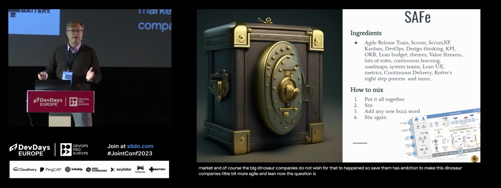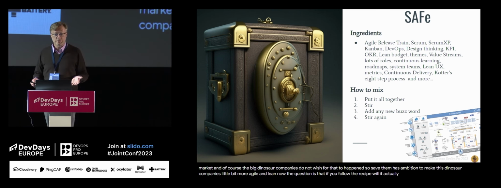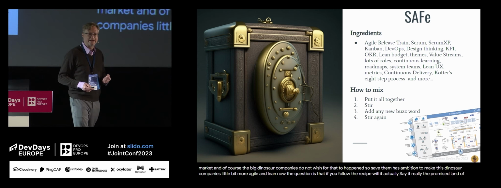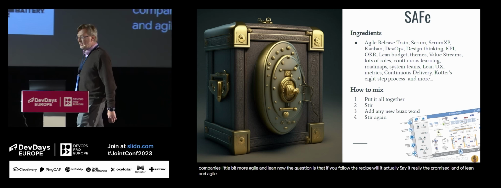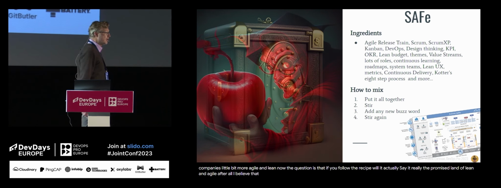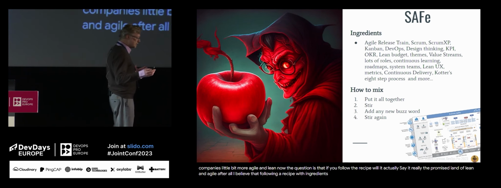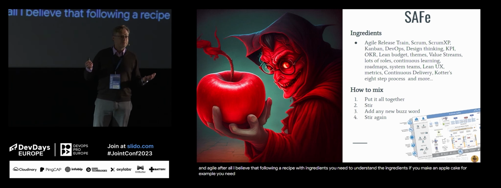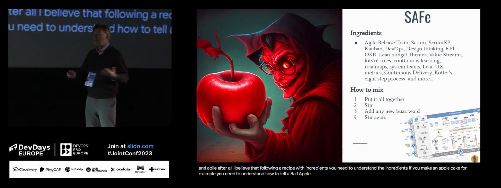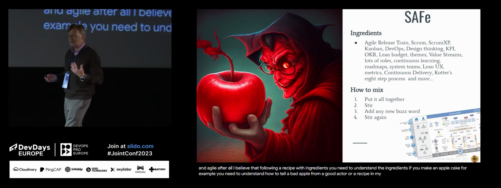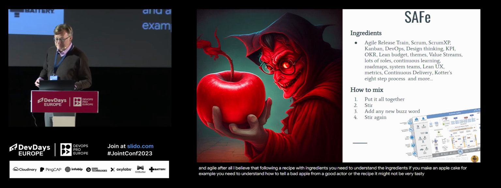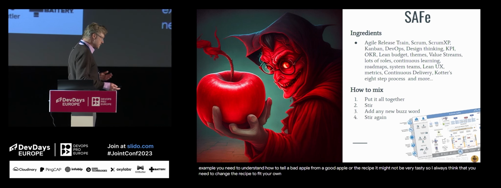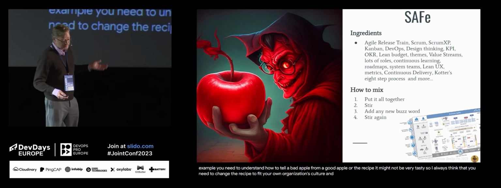Now the question is, if you follow the recipe, will it actually work? Is SAFe really the promised land of lean and agile? After all, I believe that when following a recipe with ingredients, you need to understand the ingredients. If you're making an apple cake, for example, you need to understand how to tell a bad apple from a good apple, or the recipe might not be very tasty. So I always think that you need to change the recipe to fit your own organization's culture, context and current situation.